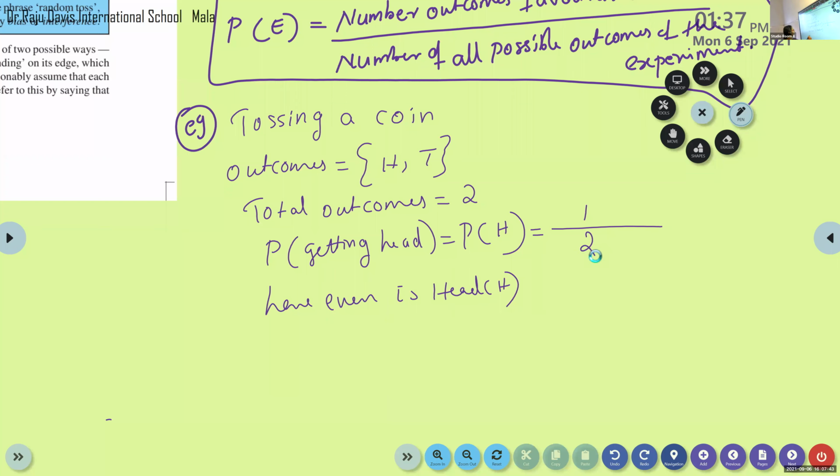Similarly, probability of getting tail, P of T, also equals the number of outcomes favorable to getting tail. How many tails will be there when we toss a coin? Only 1, total 2. So probability of head equals probability of tail equals 1 by 2.